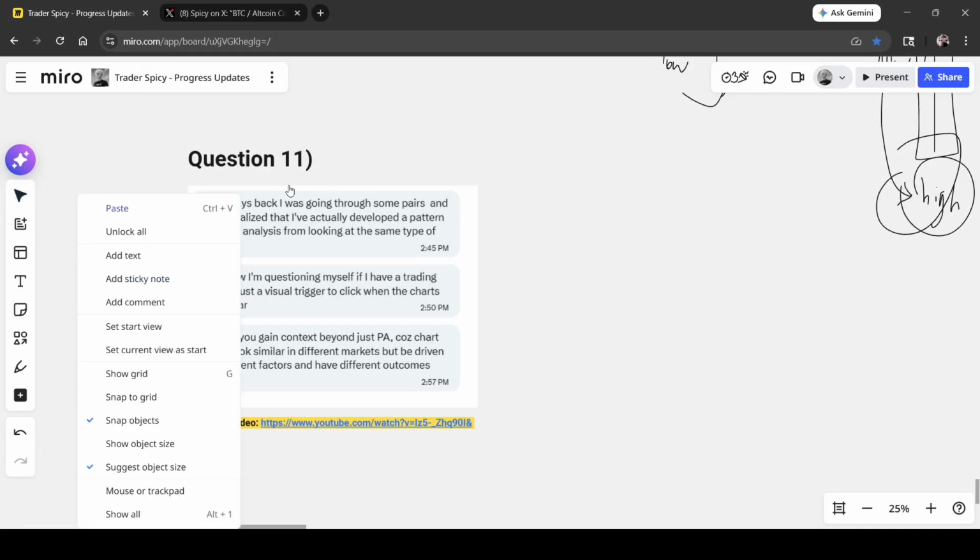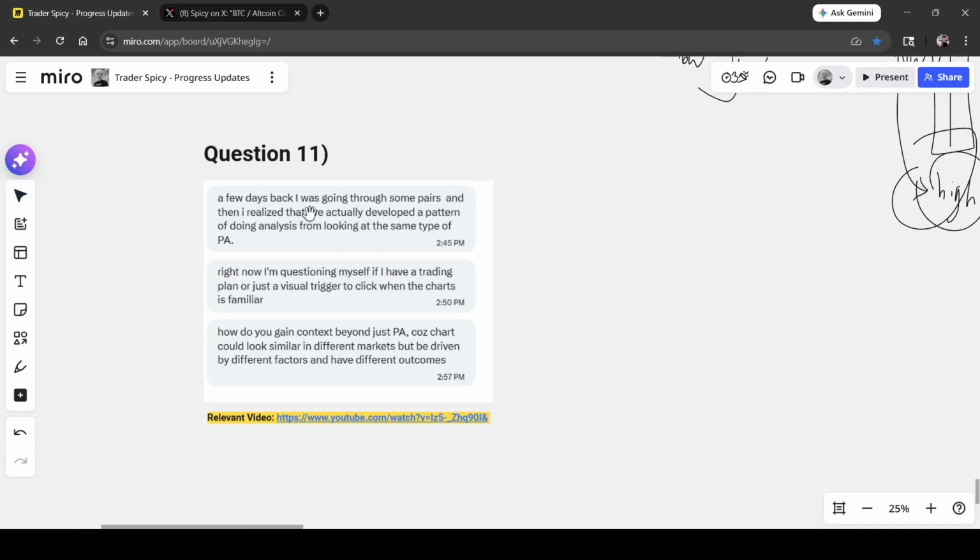Okay, this person DM'd me on Twitter a few days back. "I was going through some pairs, and then I realized that I've actually developed a pattern of doing analysis from looking at the same type of price action. Right now, I'm questioning myself if I have a trading plan or just a visual trigger to click when the charts look familiar. How do you gain context beyond just price action?